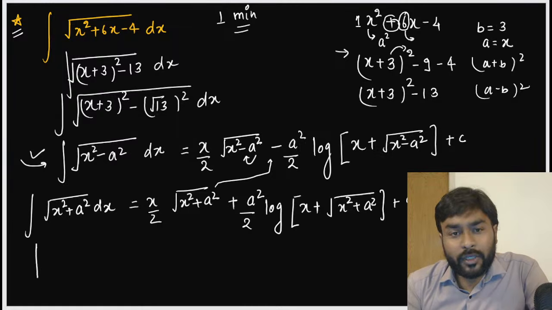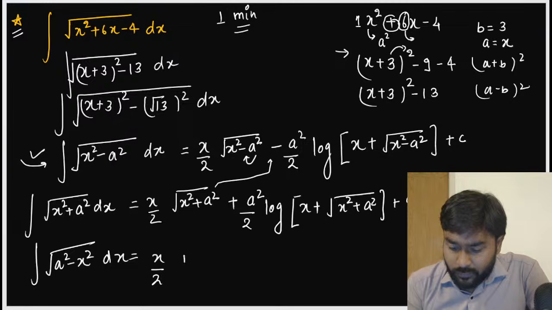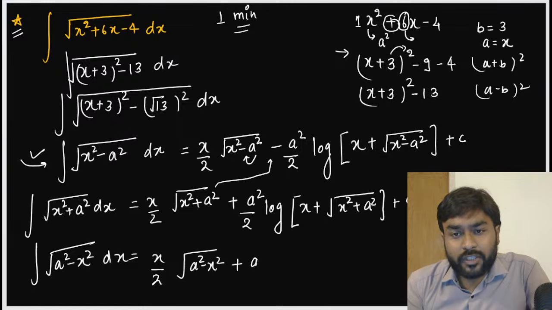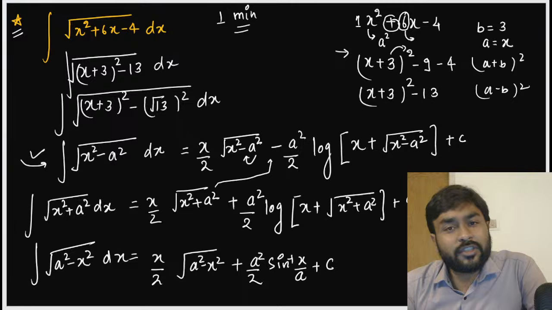So that will be our formula. One more formula we have: under root of a square minus x square. Again, the formula is saying x by 2, then the same under root of a square minus x square. Then here a square sign is positive, so plus a square by 2. Then here sine inverse x by a. That is our formula. These three formulas you can remember. You will see one question based on these three formulas also.